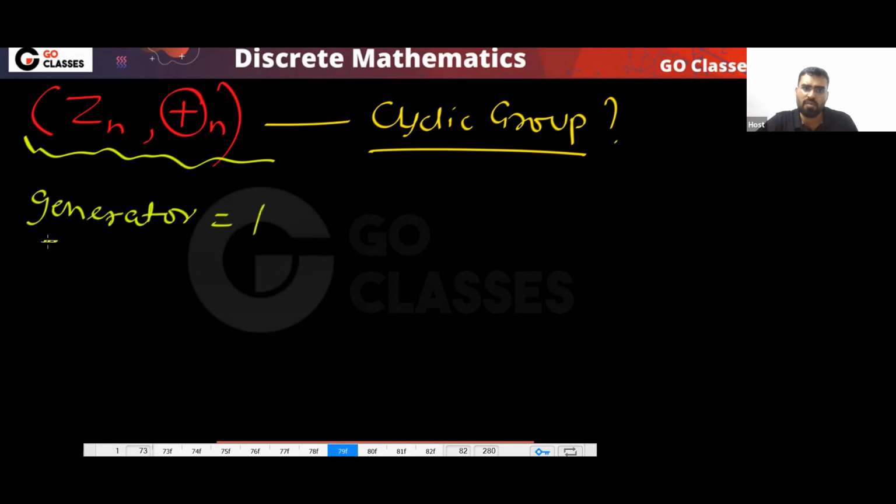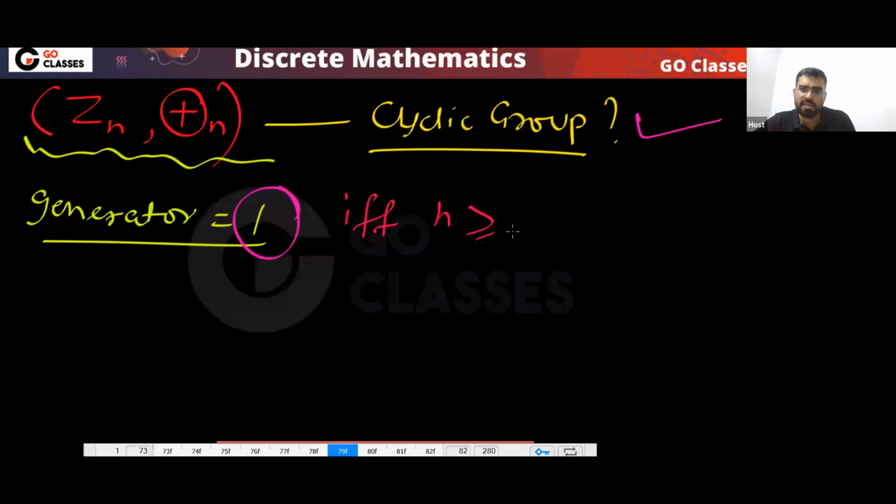The generator is 1 if and only if n is greater than or equal to 2. If you have Z1, is this a cyclic group? This is your Z1. Tell me, is this a cyclic group? Only a single element you have. Yes, this is cyclic because this zero itself is the generator. So yes, this is cyclic.